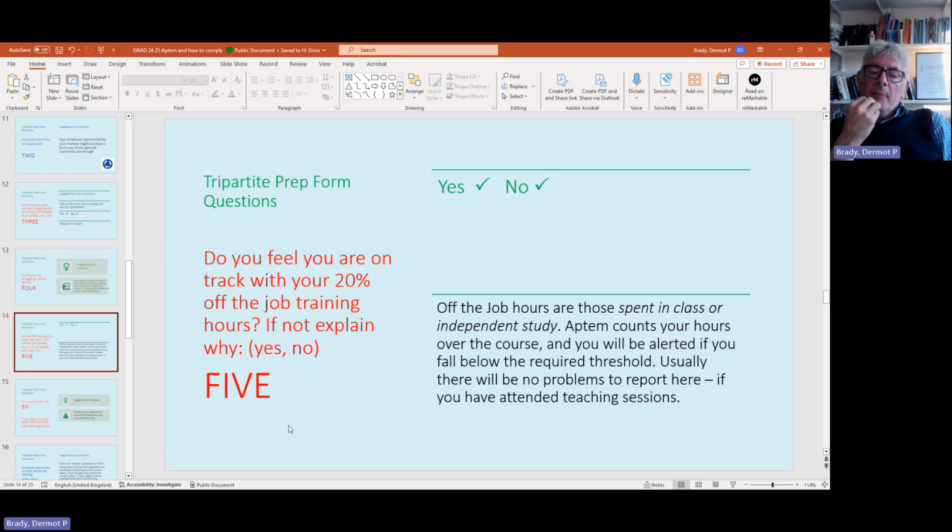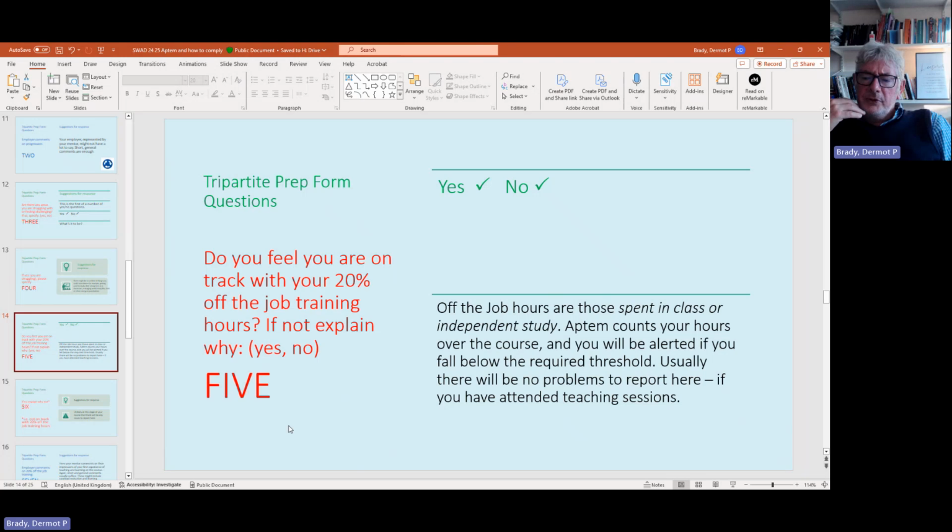It moves on to, do you feel you're on track with your 20% off the job training hours? Now, as I said earlier, off the job is when you're in the university or on self-guided study. Now, if there's anything interfering with those days, for example, if your manager is calling you into work on a day when you should be in university, this is the place to note it. And as a university, we would feel responsible for doing something about that.